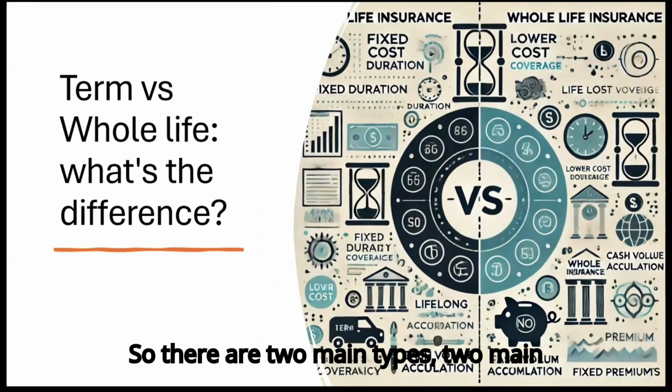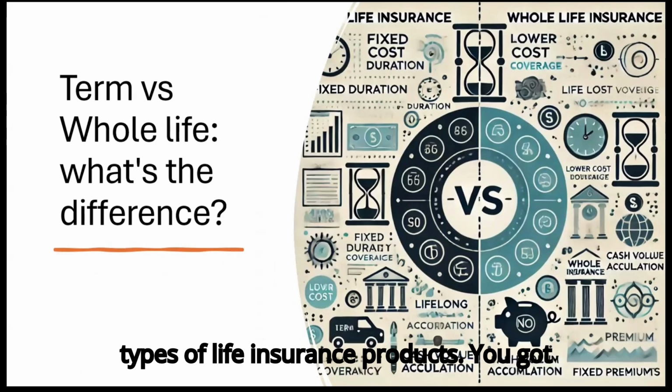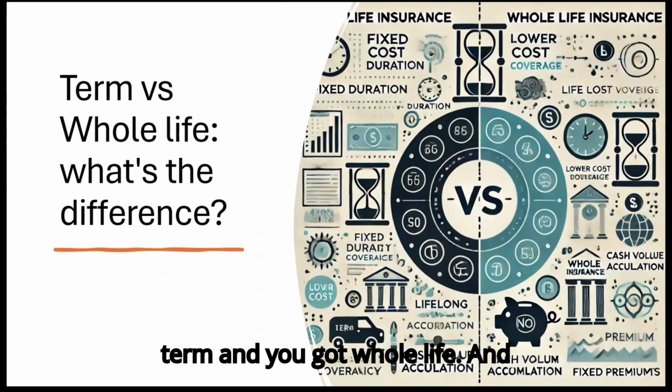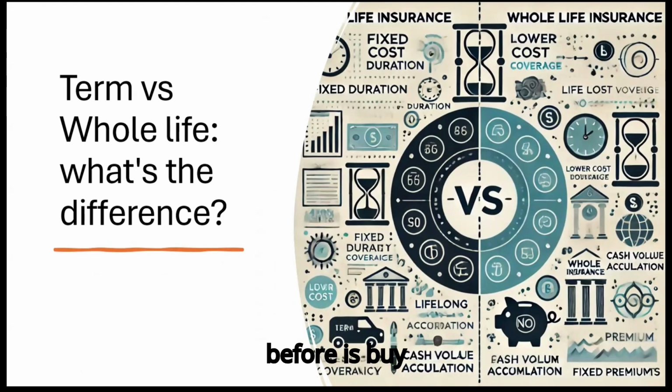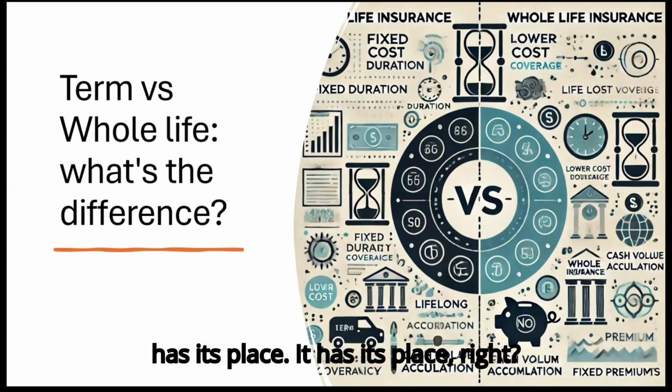So there are two main types of life insurance products. You got term and you got whole life. And something Katura said that I've heard before is buy term, invest the rest, right? And that it has its place. It has its place, right? So we'll go through what's the difference.